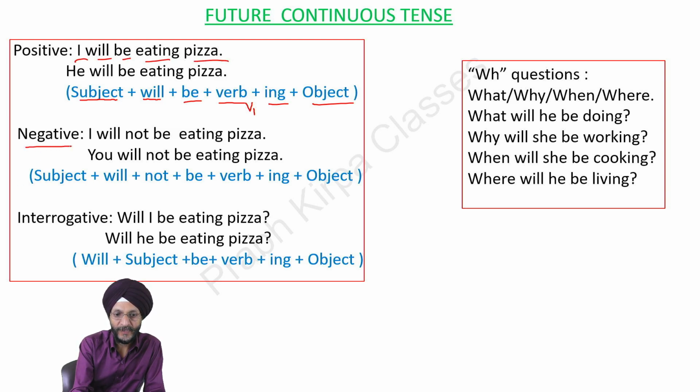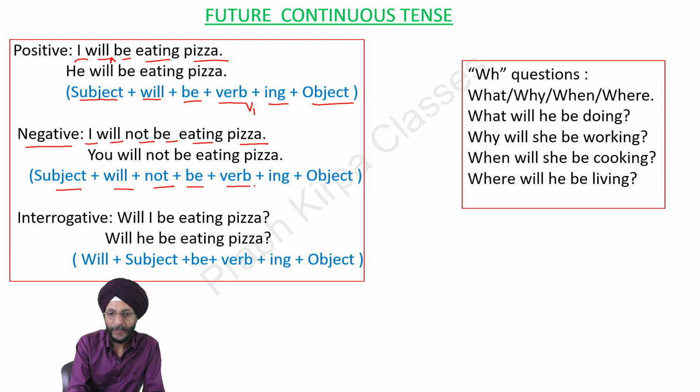In case of negative sentence, I will not be eating pizza. Here what we have added is only not. We have added only not here. I will not be eating pizza. You will not be eating pizza. This is the formation. Subject plus will plus not plus be plus verb plus ing plus object.